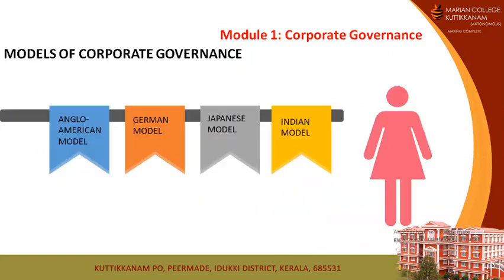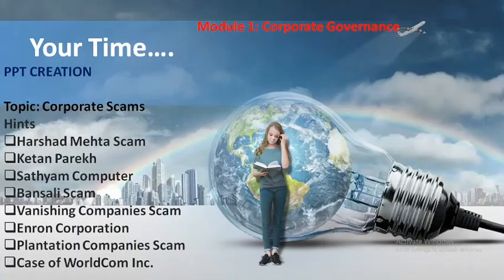So we discussed the Anglo-American model, German model, Japanese model, and Indian model of corporate governance. As I mentioned earlier, each model has its own advantages and disadvantages. You should identify the advantages and disadvantages of each model and identify a few companies that follow these models of corporate governance. And be prepared for the live session to discuss the same. So today your learning activity is to update the PPT on corporate scams.